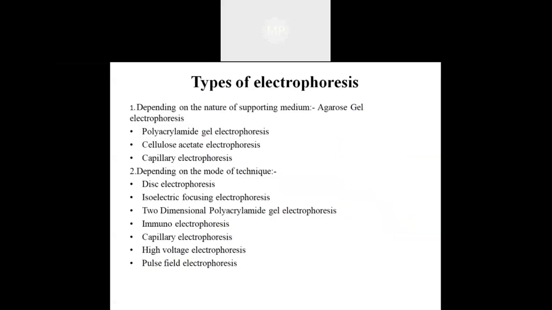So moving to the next slide. Depending upon the nature of the support medium and the mode of the technique, electrophoresis is classified into various types: agarose gel electrophoresis, polyacrylamide gel electrophoresis, cellulose acetate electrophoresis, capillary electrophoresis, high voltage electrophoresis, pulsed field electrophoresis, immunoelectrophoresis, and two-dimensional polyacrylamide gel electrophoresis respectively.